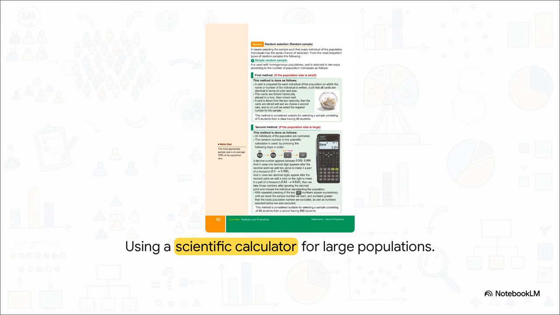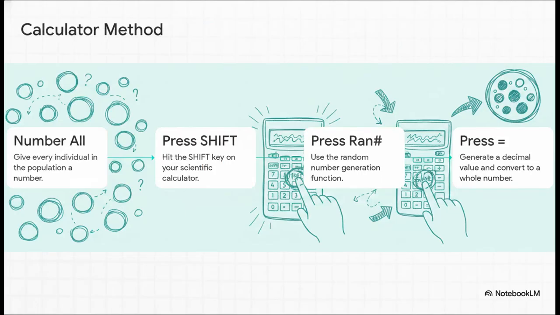You can actually use a scientific calculator to pick a random 10% sample of, say, 300 factory workers. This is great because it totally removes human bias and all that manual labor by relying on the calculator's built-in random number generator. By assigning every worker a number from 1 to 300, we can magically generate our required 30 participants. Here's how you do it.